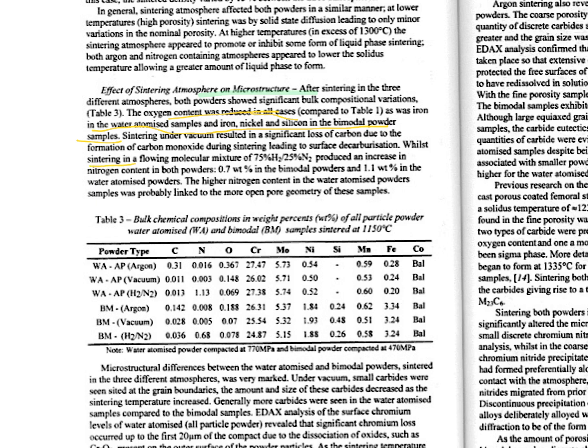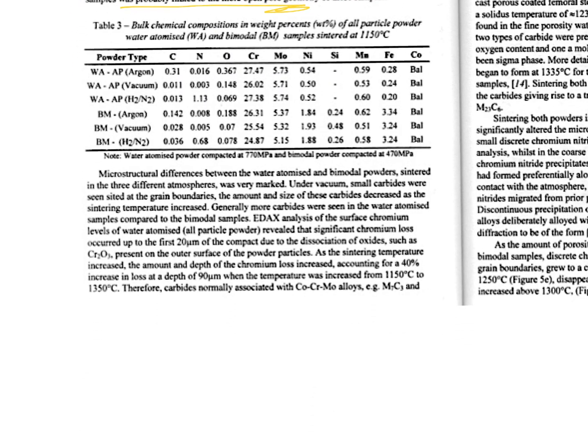While sintering in a flowing molecular mixture, nitrogen content increased in both powders, which should make sense. Nitrogen can go into these things. We know it can modify the transition temperature, so nitrogen becomes part of the structure. The higher nitrogen content in water atomized powders is probably linked to more open pore geometry. Again, geometry is being used to control chemistry. The pore geometry has influences on that. All right.